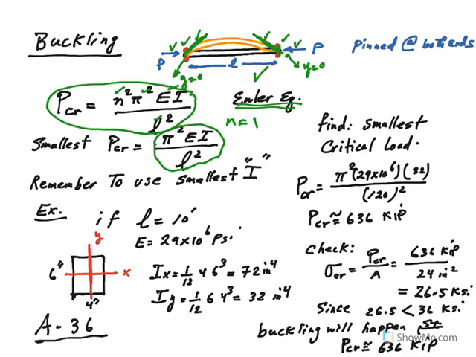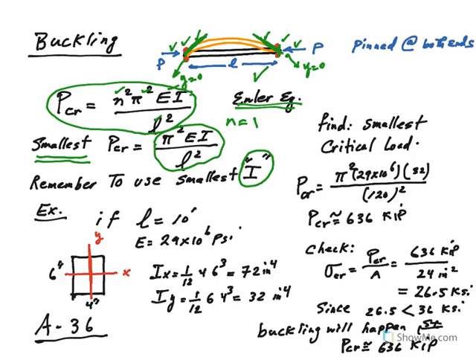One thing I forgot to mention in the other video, when we derived this using the differential equation and eventually found the critical load, was that because we want the smallest critical load, we have to use the smallest I. If you have an unsymmetric cross section, meaning unsymmetric with respect to the horizontal or vertical axis of bending, I is different, and you have to pick the smallest one.